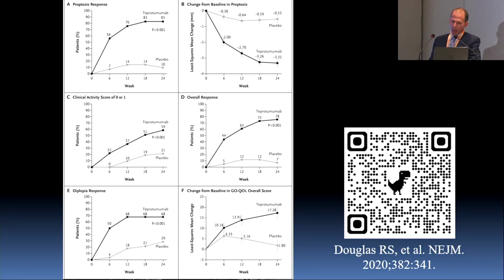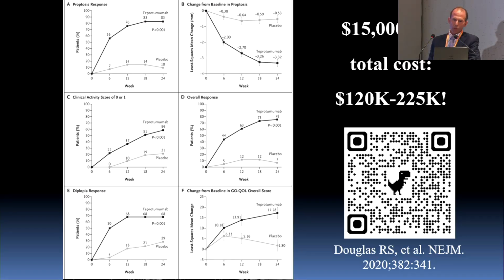There is a catch to all of these medications. I don't have the data on how much all of the medications cost, but I do for this one. It's $15,000 for a vial, but depending on how much you weigh, it's going to be in the $120,000 to $225,000 range for the entire 24-week course.